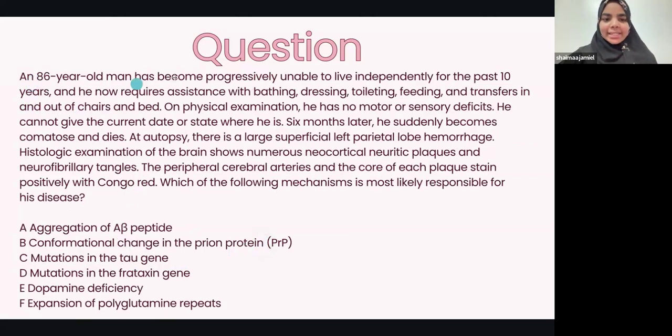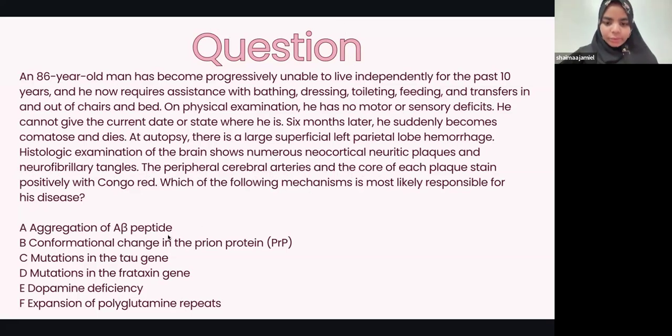Okay, the next question. An 86-year-old man has become progressively unable to live independently for the past 10 years. He now requires assistance with bathing, dressing, toileting, feeding, and transfers. On physical examination, he has no motor or sensory deficits. He cannot give the current date or state where he is. 6 months later, he suddenly becomes comatose and dies. At autopsy, there is a large superficial left parietal lobe hemorrhage. Histologic examination of the brain shows numerous neocortical neuritic plaques and neurofibrillary tangles. The peripheral cerebral arteries and the core of each plaque stain positively with Congo red. That means it's amyloid. Which of the following mechanisms is most likely responsible?